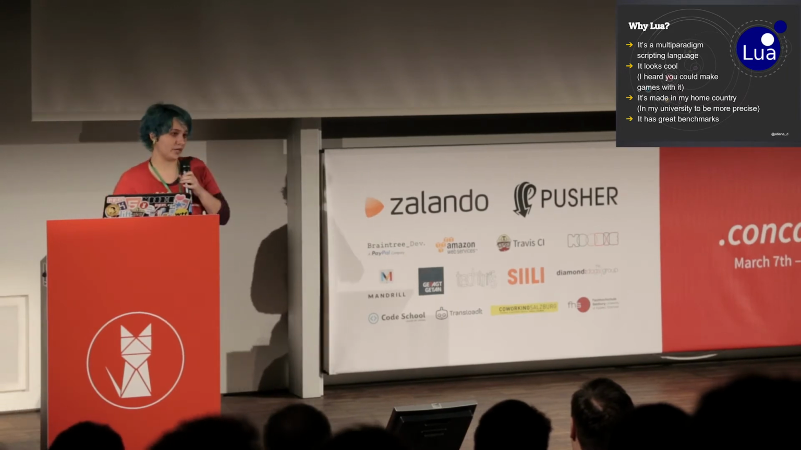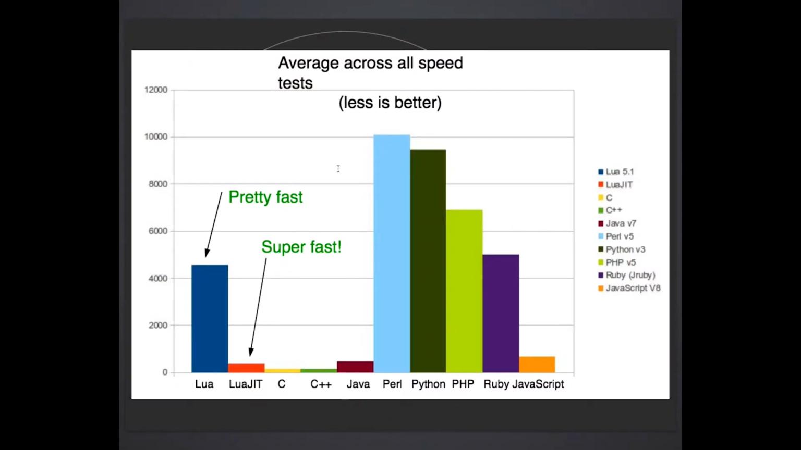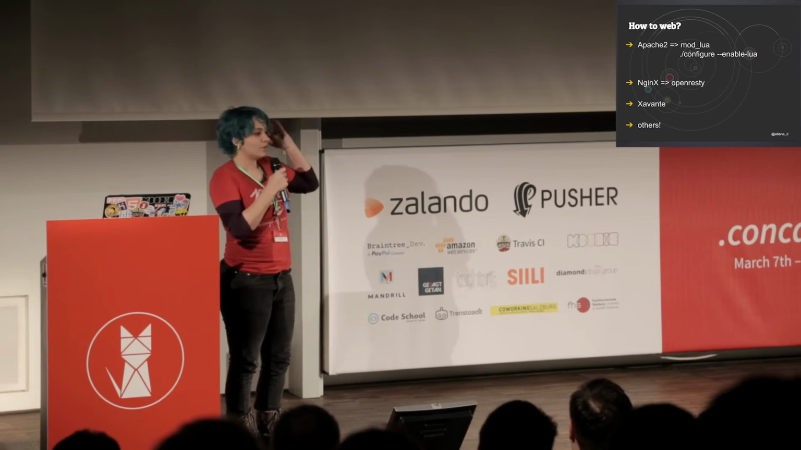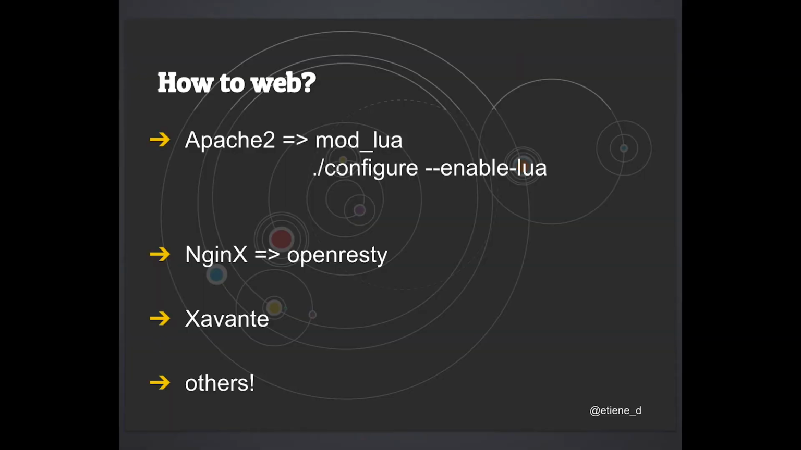And it has very cool benchmarks. These are speed tests of various algorithms, like binary tree search, of many web languages. And Lua and its just-in-time version do pretty well. So how do you use Lua in web development? Many web servers give support to it, including the most famous ones like Apache and Nginx. But there is also Xavante, which is a web server written in Lua. And there are plenty of others. If you search, you find many. If you talk to me, I can also show you some others later.